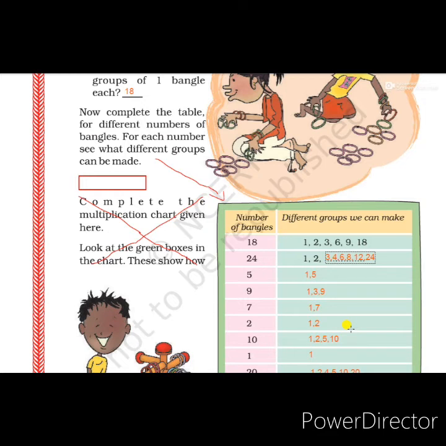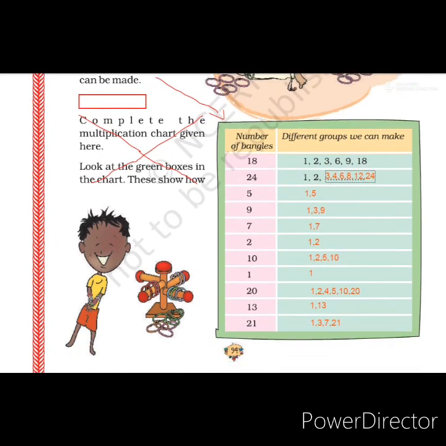Next, if there are 10 bangles, how many groups can we make? 4 groups. Group of 1, group of 2 bangles, group of 5 bangles and group of 10 bangles. So all these numbers are the factors of 10. Next one is 1. If there is only one bangle, we can only make one group.